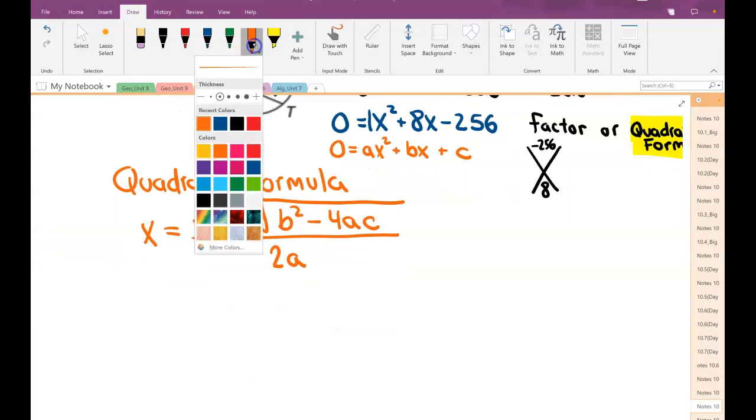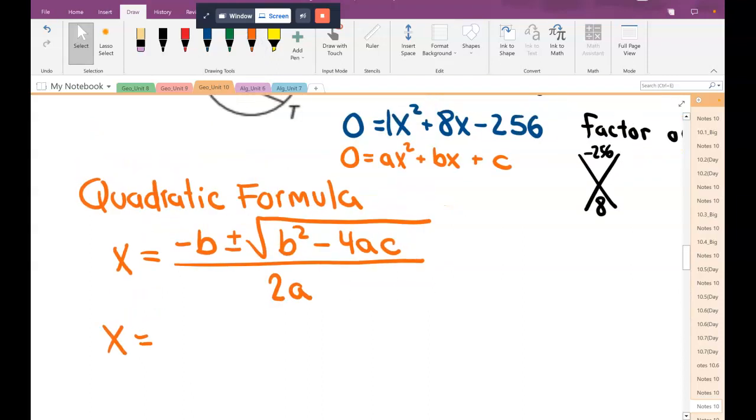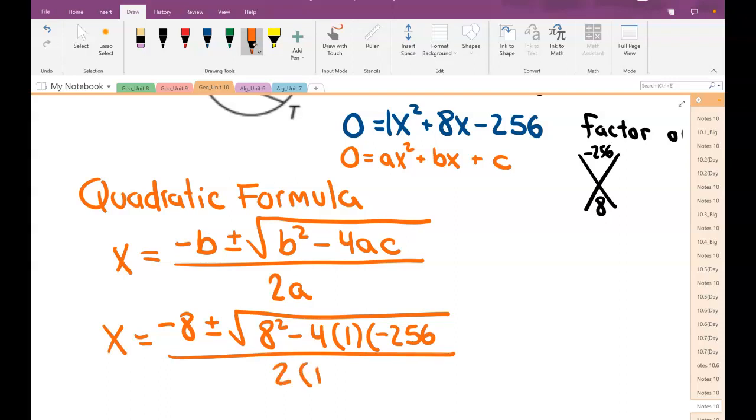So we would say x is equal to our negative b value. Our b value is 8, so it'll be a negative 8. Negative 8 plus or minus, and I'm going to show everything. So b squared, so that'll be 8 squared, minus 4, and then it's times a and c. So I'm going to put a and c in parentheses. A is 1. C is negative 256. And this is all divided by 2 times a, which is 1. 2 times 1.